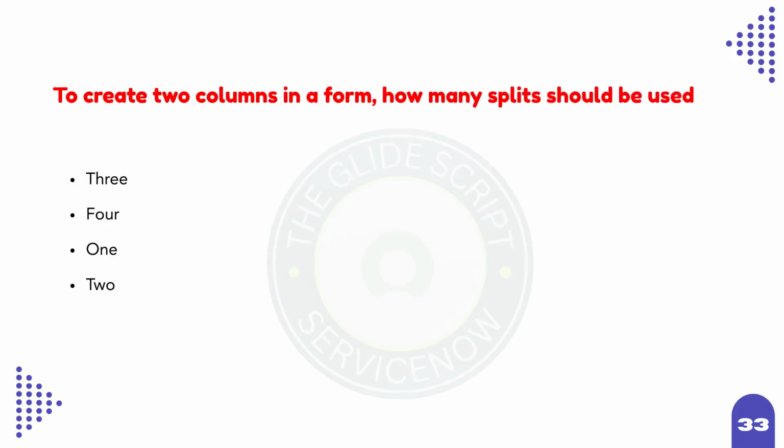Next question is, to create 2 columns in a form, how many splits should be used? And the correct option is 1. You don't necessarily need to split the form layout to create multiple columns. The form layout itself can be configured to have multiple columns within a single section. If you want more clarity on this, I recommend you go and watch my table video that I have created in 2 parts. It will clear all of your doubts from the basics: how to create tables, how you can create sections, how you can create different columns, different types. So you can watch those videos as well.